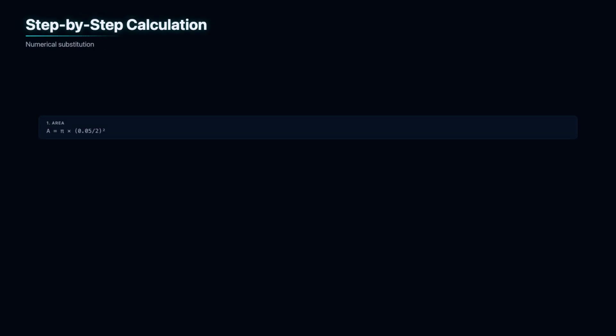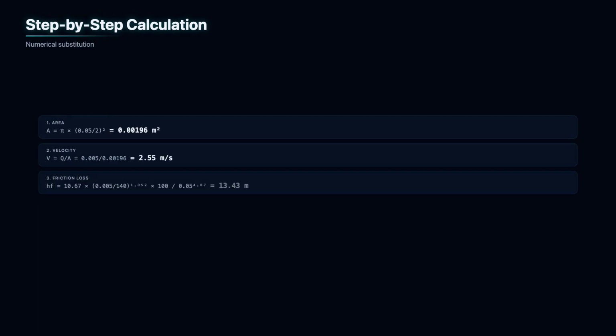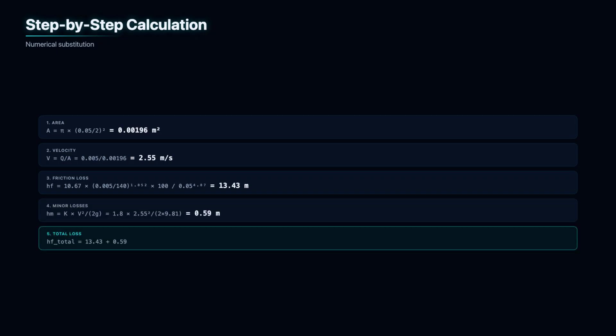We substitute the values. Velocity is 2.55 meters per second. The friction loss gives 13.43 meters. The minor losses, 0.59. Total, 14.02 meters of water column.